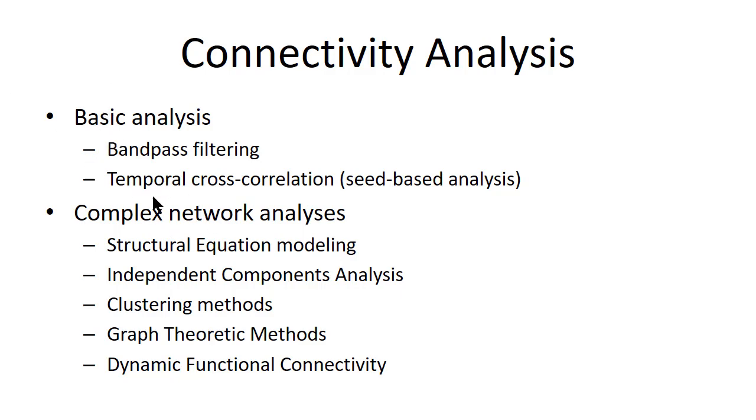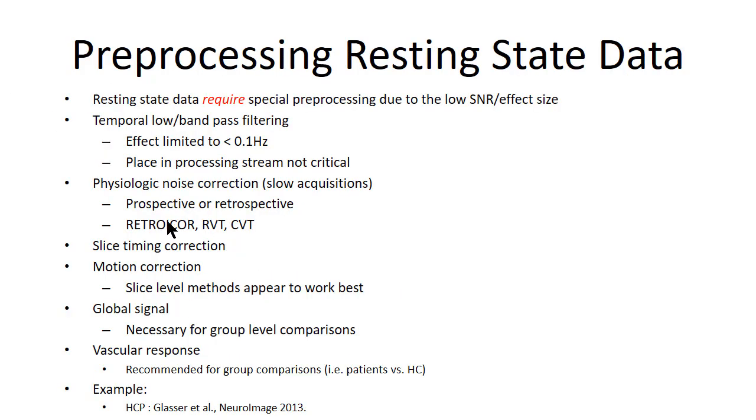Okay, well, I just briefly want to go over the pre-processing steps that are necessary for resting state data, because it actually is advantageous to do some things that are different than task-based fMRI. Most BOLD effects are limited to below 0.1 hertz, so you can enhance the signal-to-noise ratio of your effect by doing a low-pass filtering. Where you do this isn't really critical. For slower volumetric acquisitions, the specificity can actually be dramatically improved in a lot of cases by correcting for physiologic noise, which can be done in a number of ways.